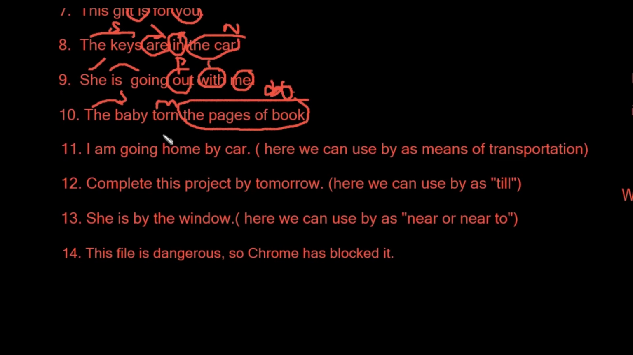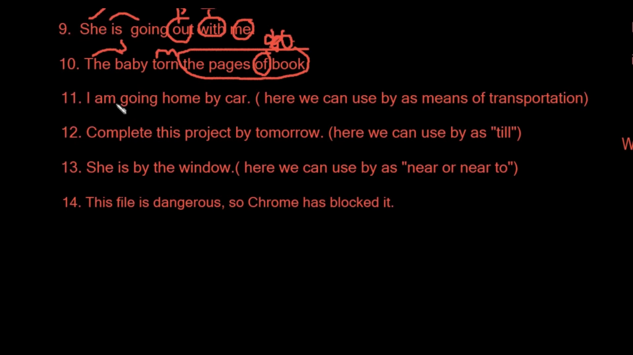And we used tore the pages of the book. We use the preposition of here. Pages of the book. Sometimes it shows possession. So here of is showing us possession. The pages of what? The pages of the book. So it is showing us possession.